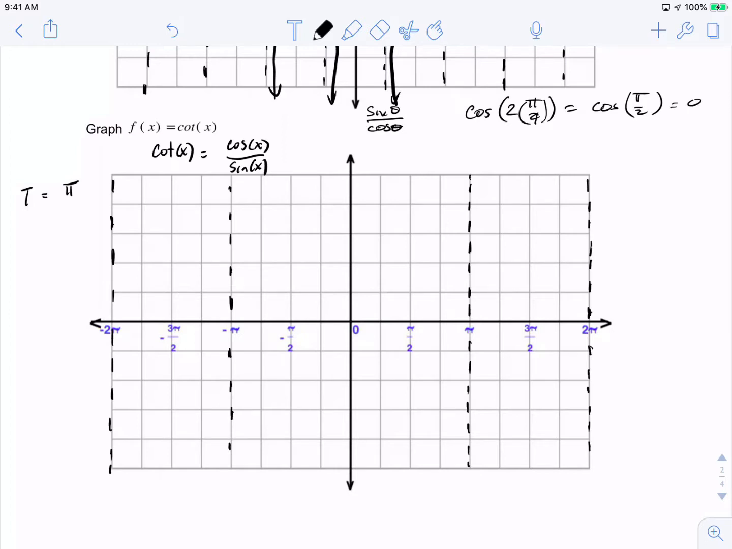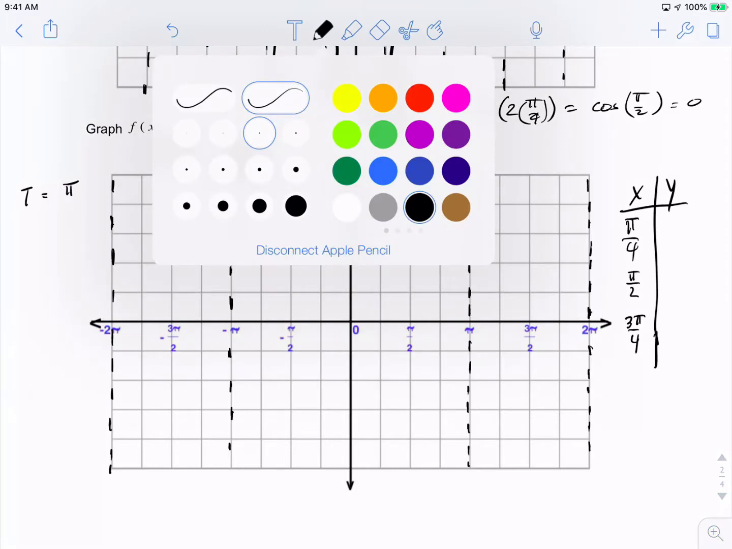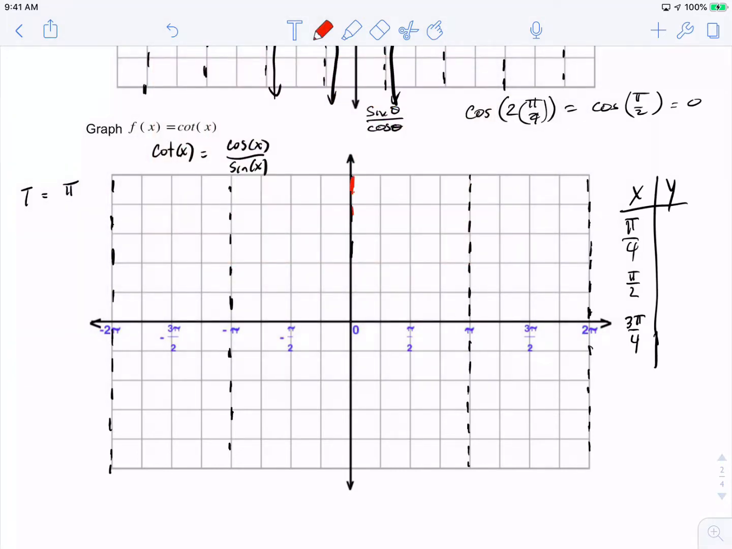So when we go to plug in values, we can pick similar values as before. So I'm going to pick pi over 4, pi over 2, and 3 pi over 4, just because 0 is also a vertical asymptote. Maybe I'll do that in a different color so you guys can see, because the y-axis is also a vertical asymptote.